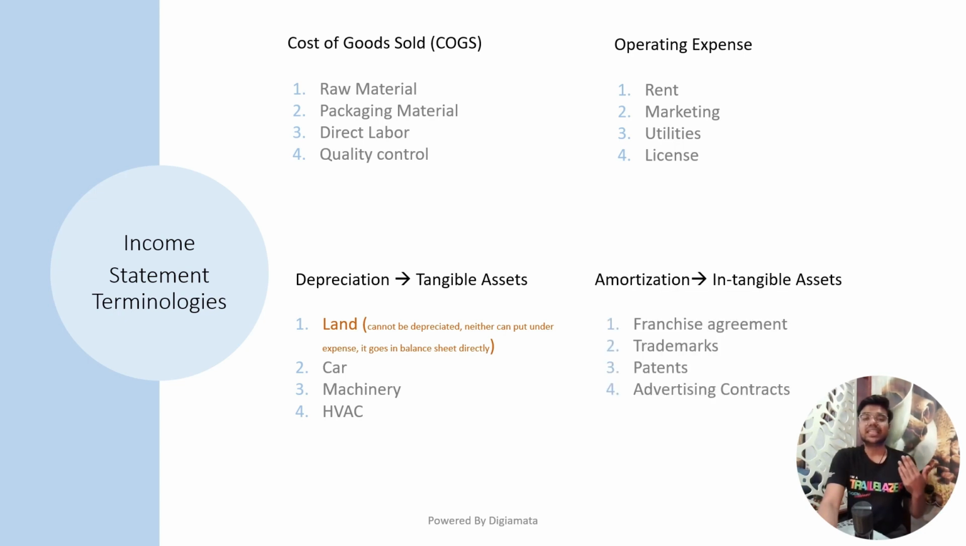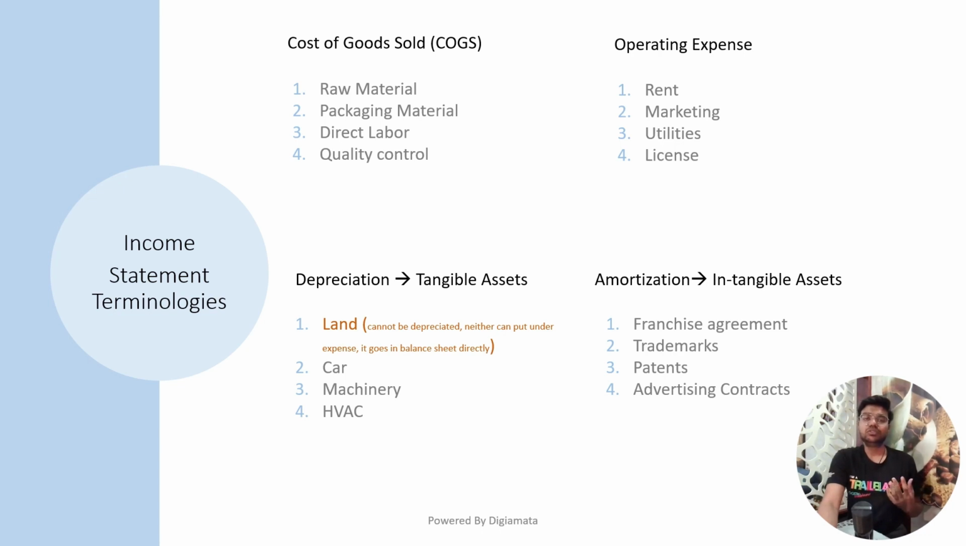The second part is amortization. So amortization is for your intangible assets. Say suppose you have a patent. Now as you might know, filing a patent costs a lot of money, but the patent would be valid for a number of years. So you can basically amortize your patent for a number of years. Same goes for trademark or advertising contracts.